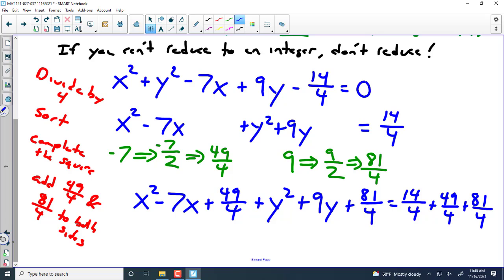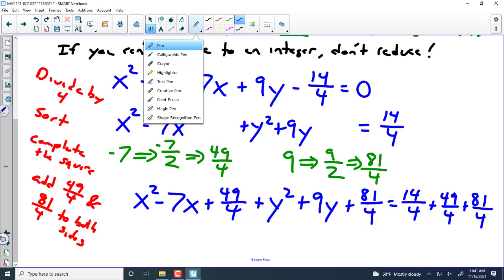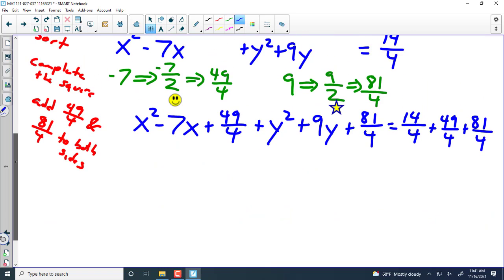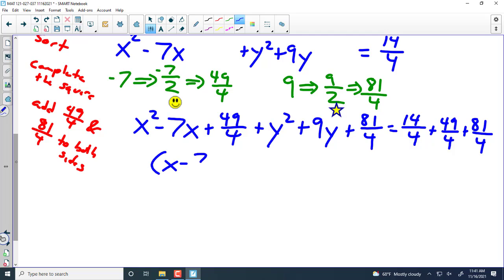Is it difficult to factor the left-hand side if you've been showing your work? Not if you've been keeping track of your work, it's not. You might remember from earlier today, and from when we first learned how to complete the square, that these two numbers here show you exactly how to factor. The factoring is not a mystery. It looks like it's going to be awful, but it's not a mystery. It's x minus 7 halves squared plus y plus 9 halves squared.